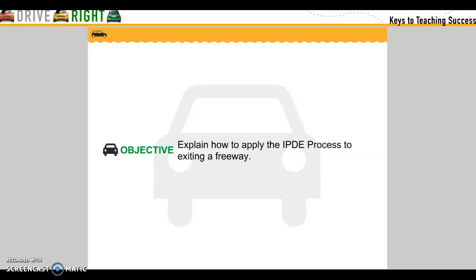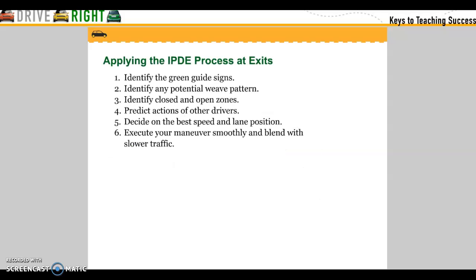Explain how to apply the IPTA process to exiting a freeway. Applying the IPTA process at exits. Number one, identify the green guide sign. Number two, identify any potential weave pattern. Three, identify closed and open zones. Four, predict actions of other drivers. Five, decide on the best speed and lane position. Six, execute your maneuver smoothly and blend in with the slower traffic.